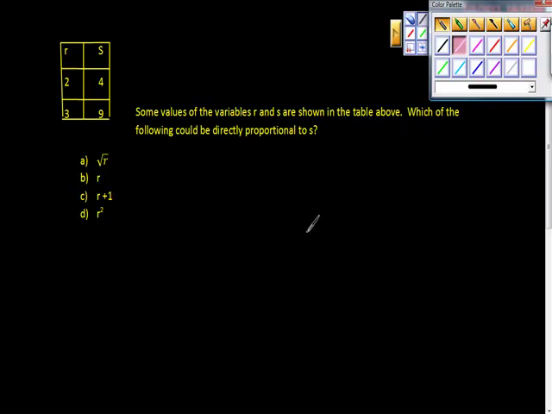It says some values of the variables r and s are shown in the table above. Which of the following could be directly proportional to s? Okay. Here I would actually just try this. So this one I would take this.